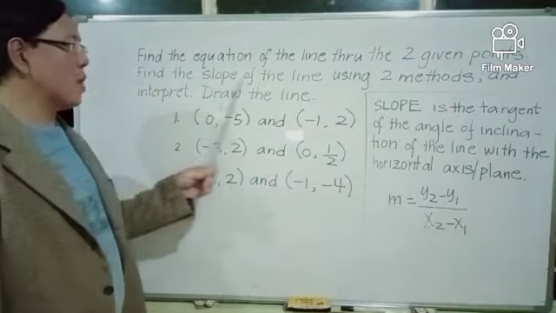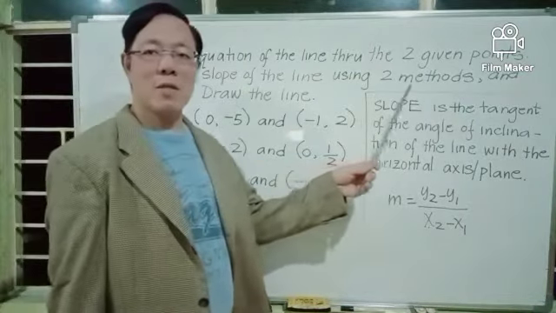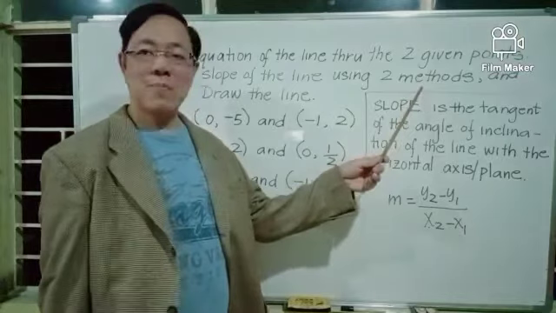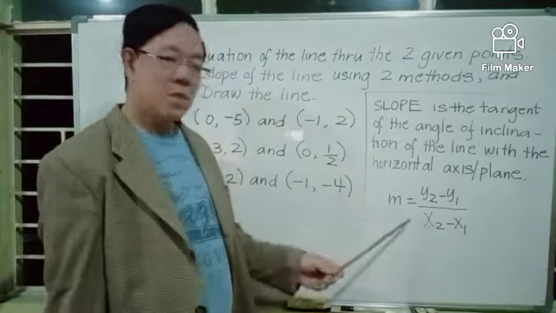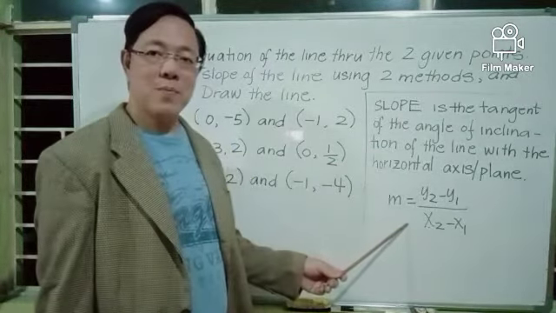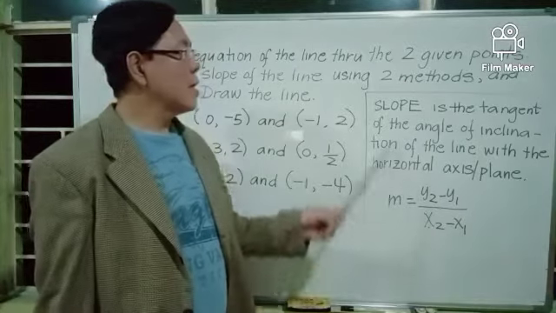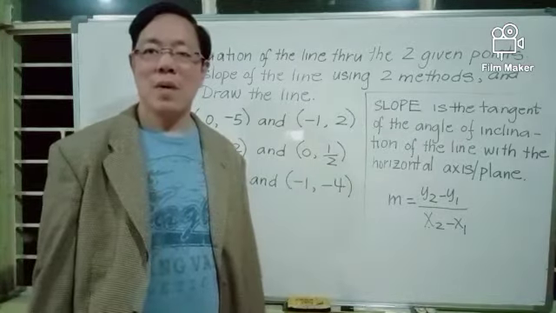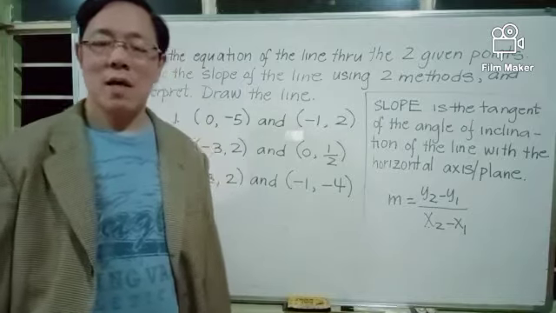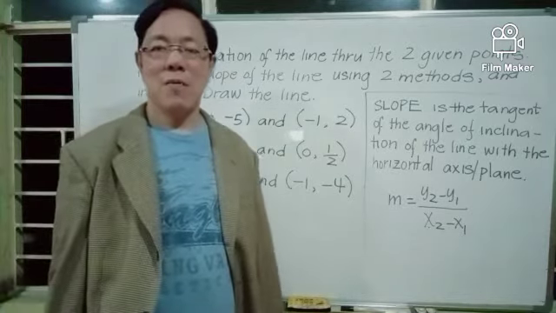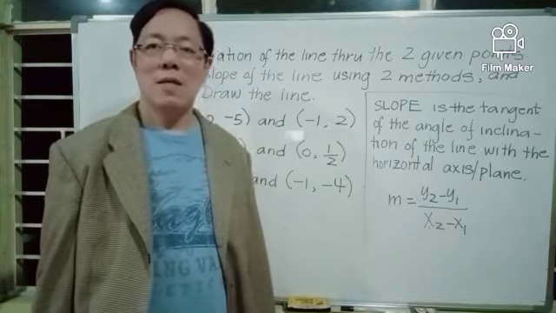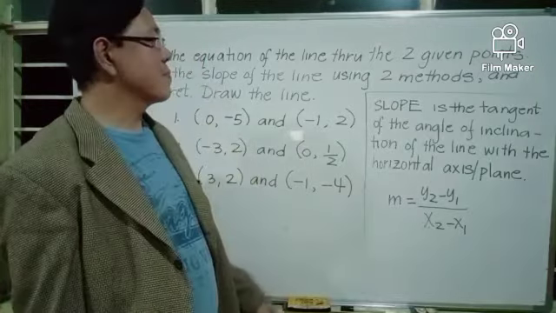Find the slope of the line using 2 methods. The first method is using this formula for slope denoted by m, and the second method is by writing the equation of the line in general form in slope-intercept form.